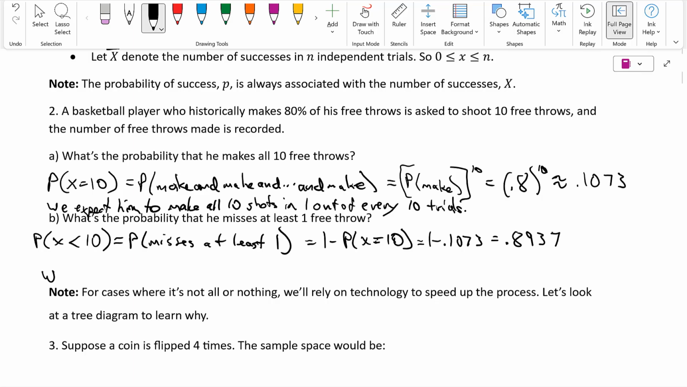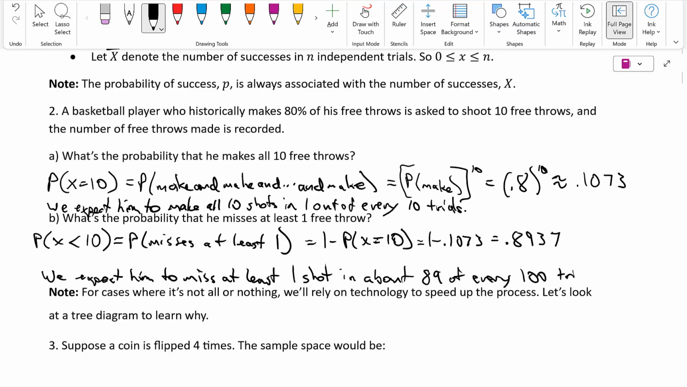And we can say we expect him to miss at least 1 shot in about 89 of every 100 trials. Right, so just look into that second decimal place for looking out of 100 there.